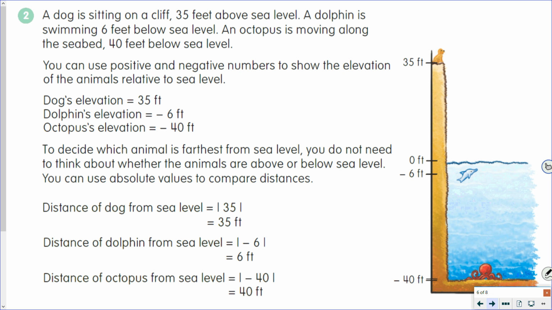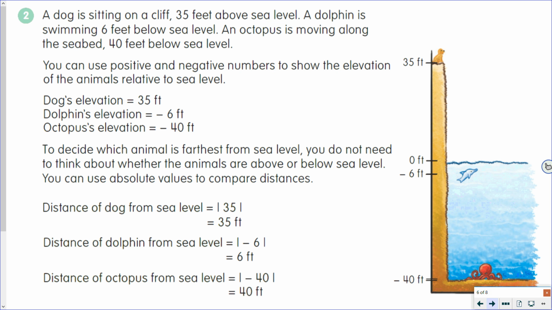So in this situation, we have a dog sitting on the pier 35 feet above sea level. A dolphin is swimming 6 feet below sea level, and an octopus is moving along the seabed 40 feet below sea level. We can use positive and negative numbers to show the elevation of the animals relative to sea level. Since the dog is above sea level, we would write positive 35. And since the dolphin and the octopus are both below sea level, we would write those as negative numbers, so -6 and -40.